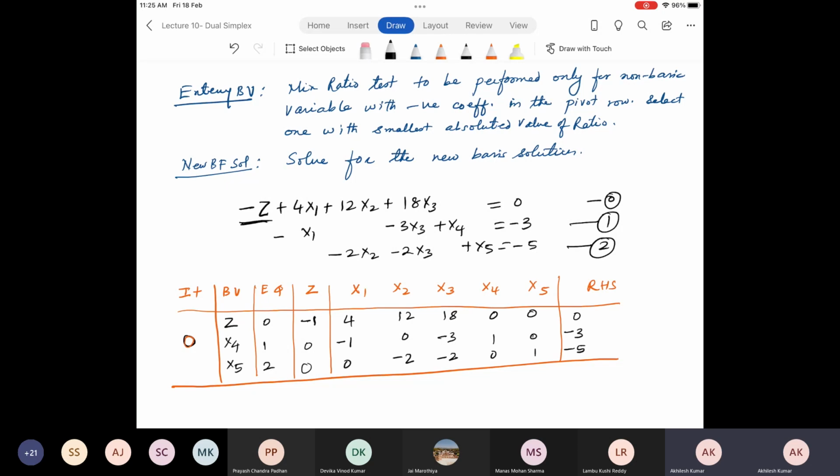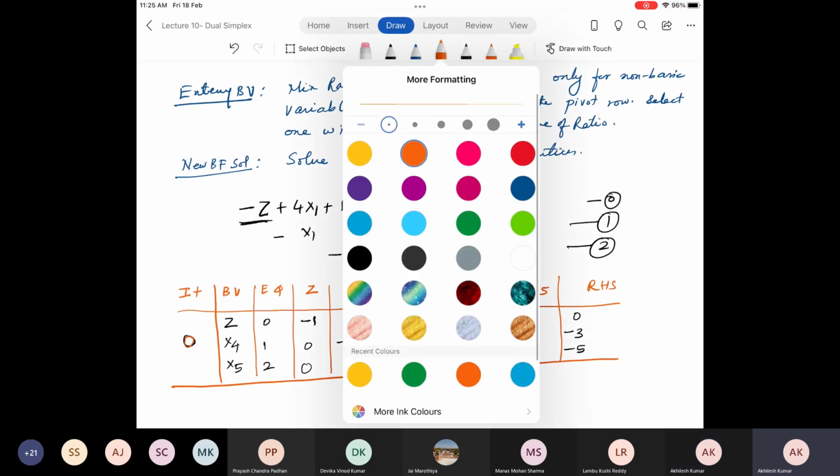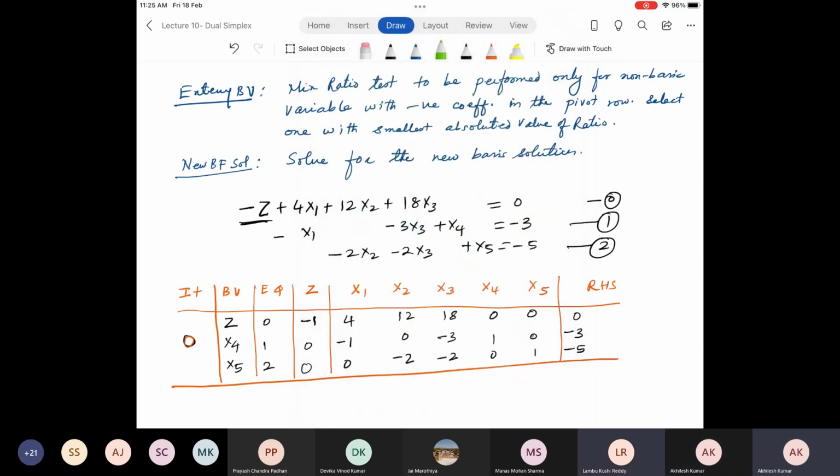Now tell me, feasibility test. Is this solution feasible? No, sir. Why is it not feasible? The RHS values are negative. They should not be negative values in the RHS, so it is not feasible.